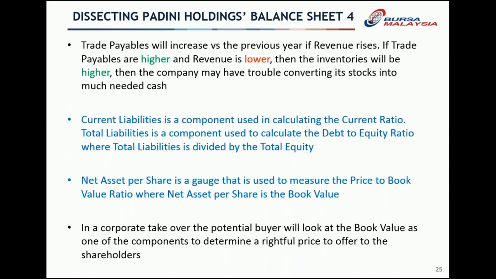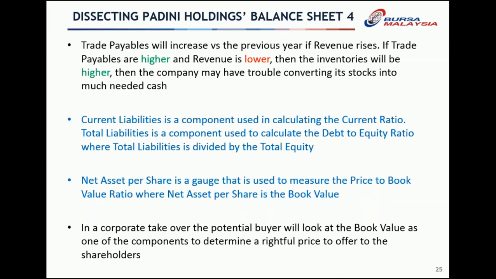If trade payables are higher and revenue is lower, then the inventories will be higher, because inventories are convertible to cash. If trade payables are higher but revenue is lower, which means you are paying your supplier, but you are not generating enough revenue by selling your stocks to pay the suppliers. So then the company may have trouble converting its stocks into much needed cash. So your inventories keep on piling high, and you are not able to convert your inventories into cash. So that's why you again have to see whether it's out of sync, or inconsistent versus the revenue.